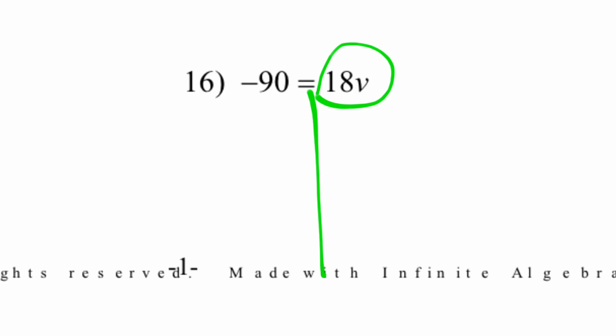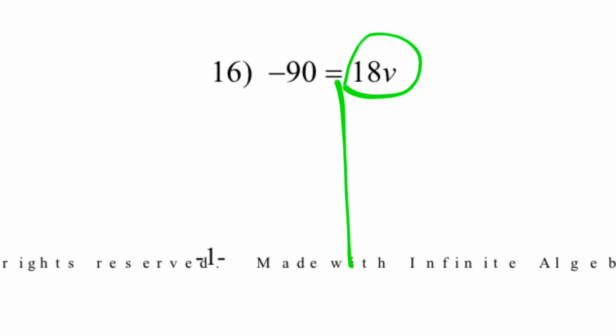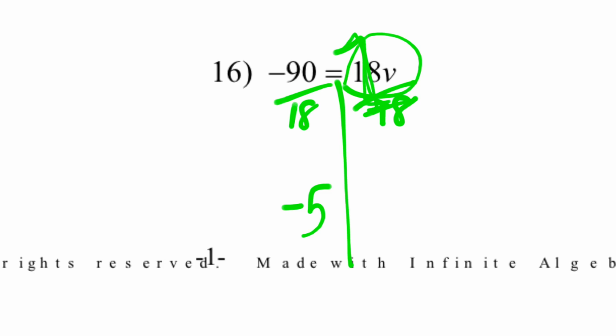What does 18v signify? What mathematical operation? Add, subtract, multiply, or divide? It means to multiply, so to undo multiplication means I have to divide by 18. If I divide that side by 18, then this side has to be divided by 18. -90 divided by 18 is a -5. 18 divided by 18 gives me a 1, which is what I'm looking for. And I have v equals -5.